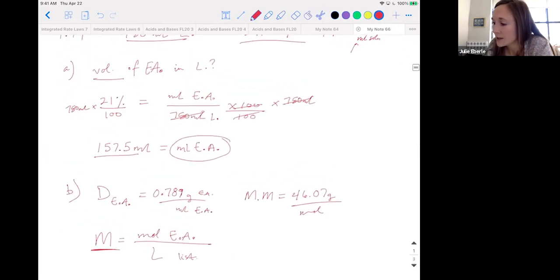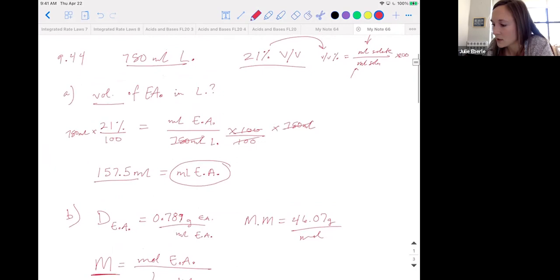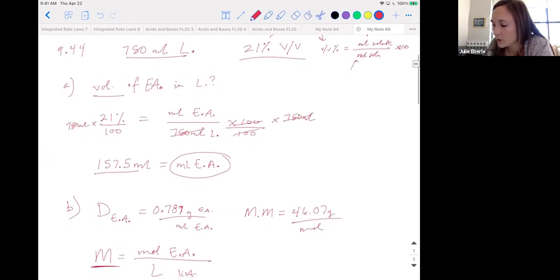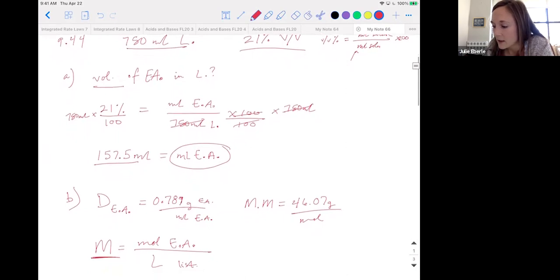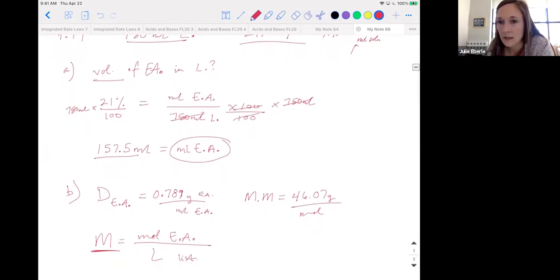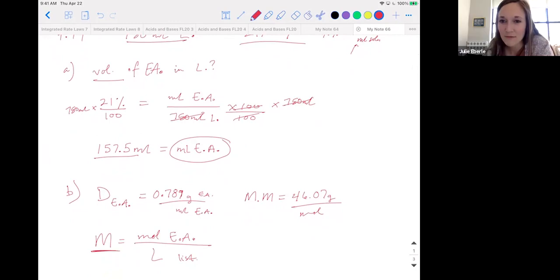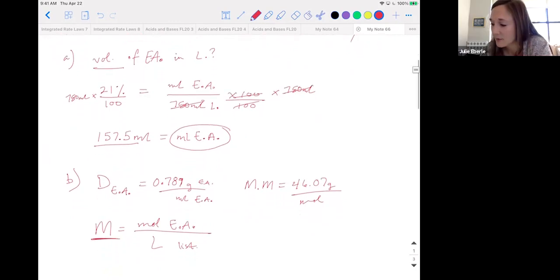So I know we're given the percent of the solution, but that's not moles either. If you look at all the information from part A, we don't have moles of ethyl alcohol yet. Do we have liters of Listerine? Do we just turn the 750 milliliters to liters? Absolutely. That's easy, right? So we do have that info.